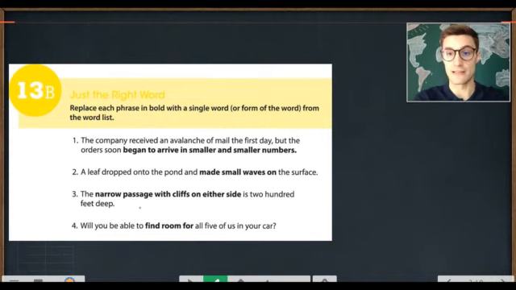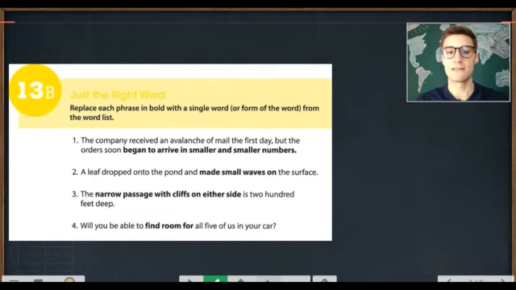First, let's read the instructions. Just the right word. Replace each phrase in bold with a single word or form of the word from the word list. So you have to choose a word which can replace these bold phrases. See, these phrases are in bold. And you have to choose the correct form of the word, if it's past tense, present tense, future continuous. So you have to use the right tense. We'll do it together. Number 1.